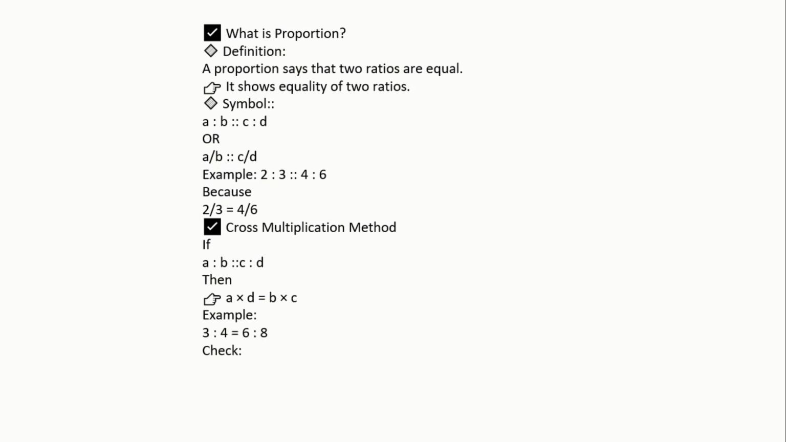So 3:4 is equal to 6:8. Let us check: 3 into 8 is equal to 24, and 4 into 6 is 24. Since both are equal, it is a proportion.